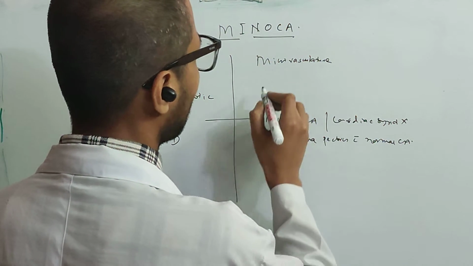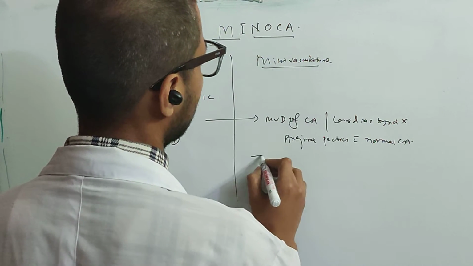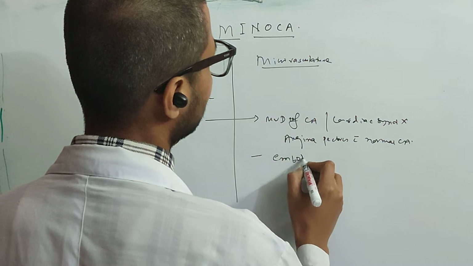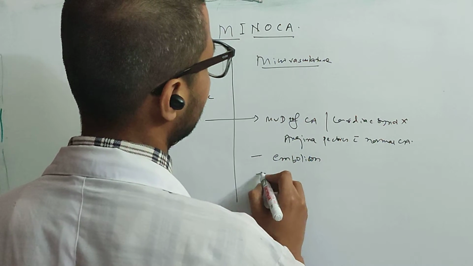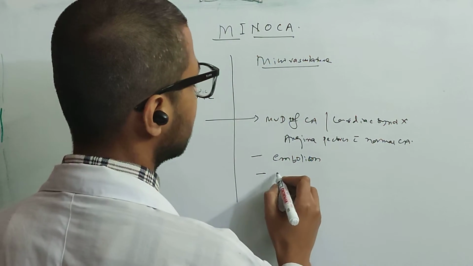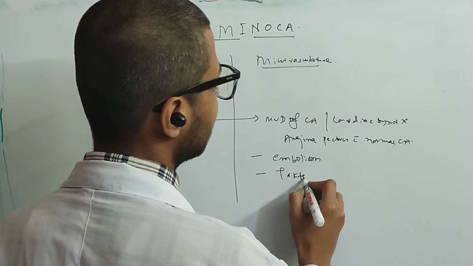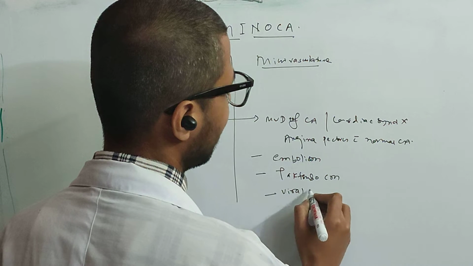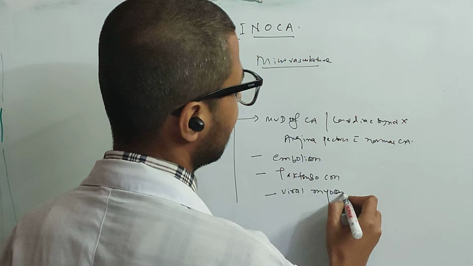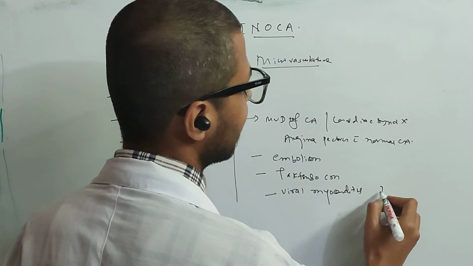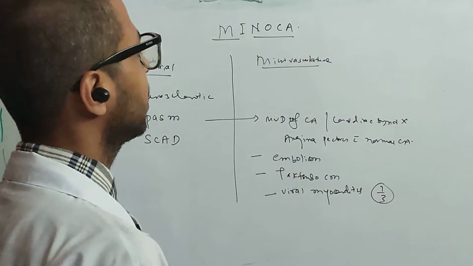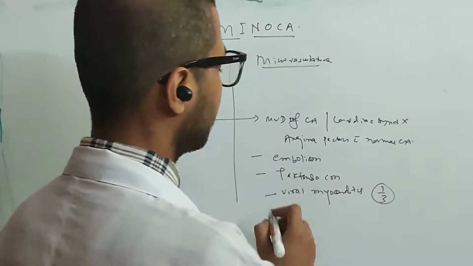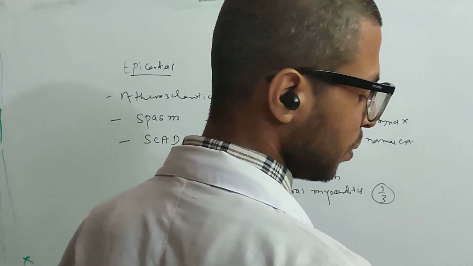Other causes are embolism, when there is embolism in the coronary artery. Another cause is Takotsubo cardiomyopathy. And another cause is viral myocarditis. And you know guys, viral myocarditis accounts for 1/3 of the causes of MINOCA. So this is one of the important causes.